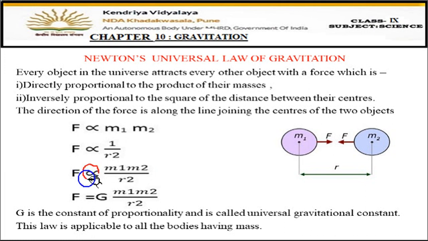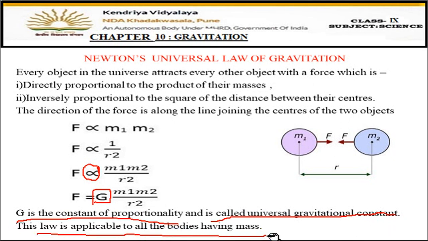Now if we have to remove this proportionality sign, we have to use a constant. If we replace this proportionality sign with an equal to sign, then we have to use a proportionality constant here. The constant used here is capital G. G is the constant of proportionality and is called the universal gravitational constant. Always write it as capital G. This law is applicable to all bodies having mass.